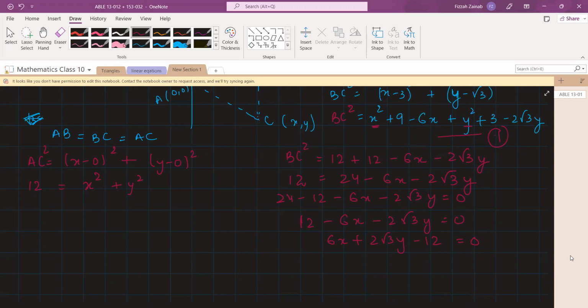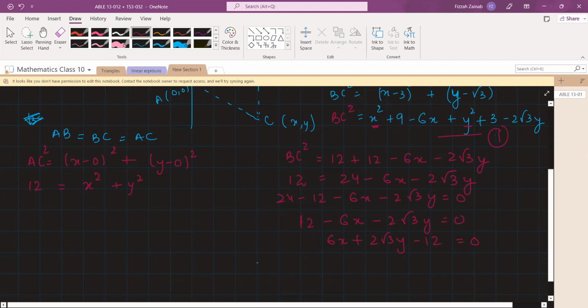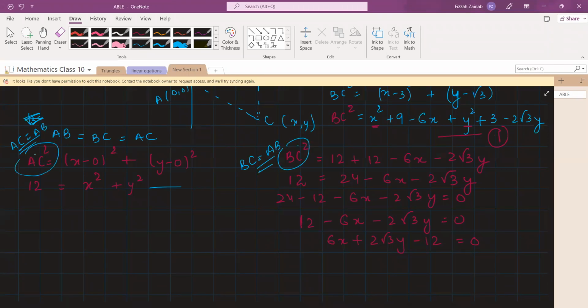I think what we can do here is use the substitution method. Just call this one of the equations. Here, what we used is we equated AC equal to AB, and in this part we equated BC equal to AB. Yes, ma'am. So that condition we have used, that all three sides are equal.